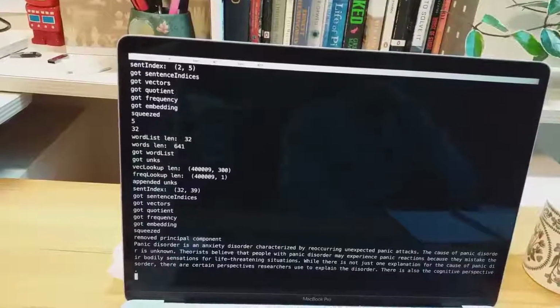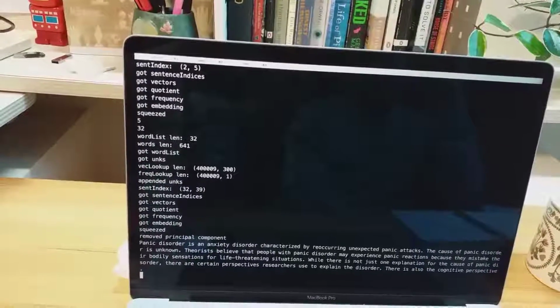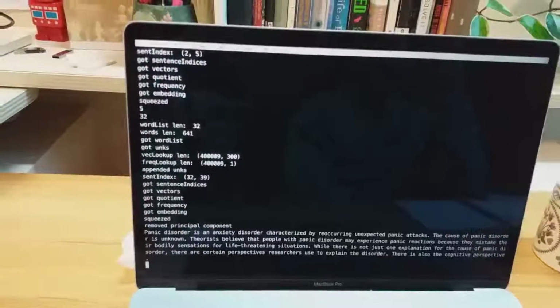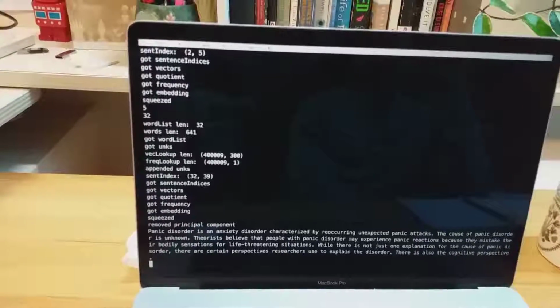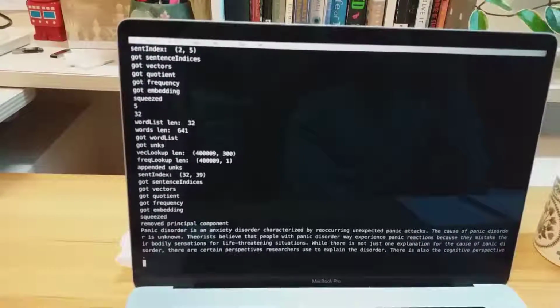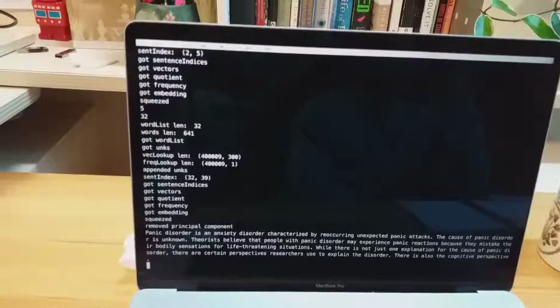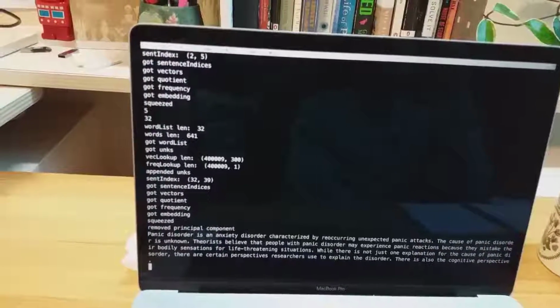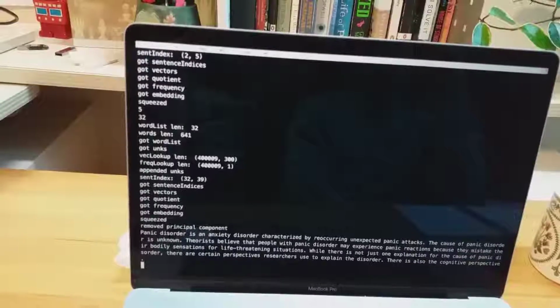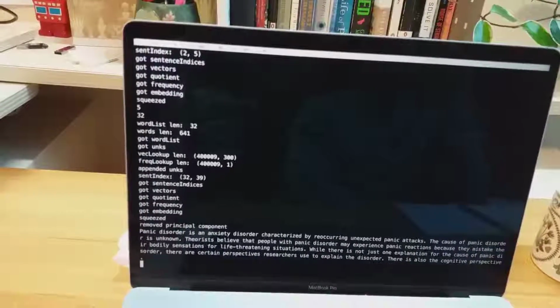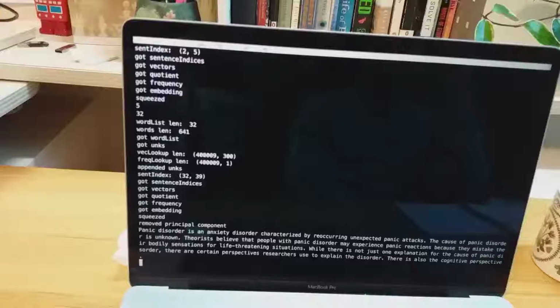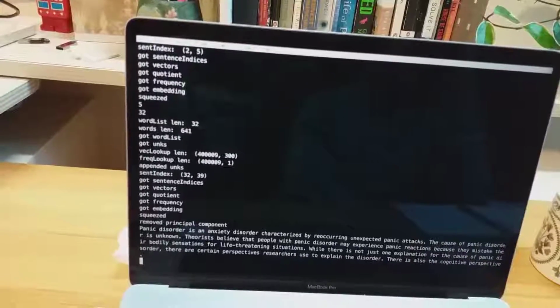The cause of panic disorder is unknown. Theorists believe that people with panic disorder may experience panic reactions because they mistake their bodily sensations for life-threatening situations. While there is not just one explanation for the cause of panic disorder, there are certain perspectives researchers use to explain the disorder. There is also the cognitive perspective.